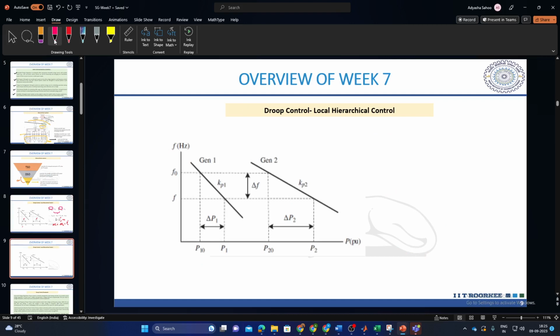So again, let's derive something. Initially we had P1 naught plus P2 naught, the initial condition where the load was PL. Then let's say we had an increase in load. So now the generator outputs are P1 and P2, and that is equal to a new load PL dash. So the increase in load, delta PL, should be the increase in the individual generators' output, right?